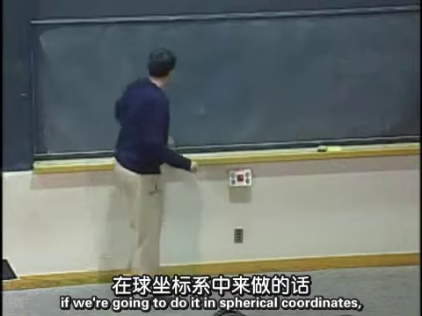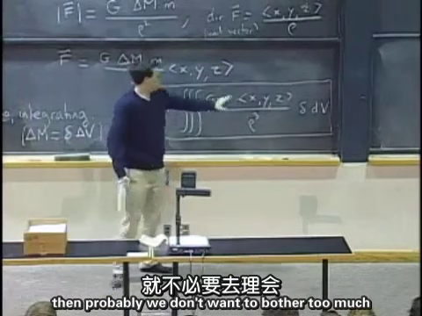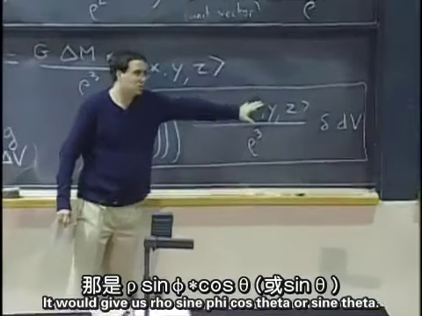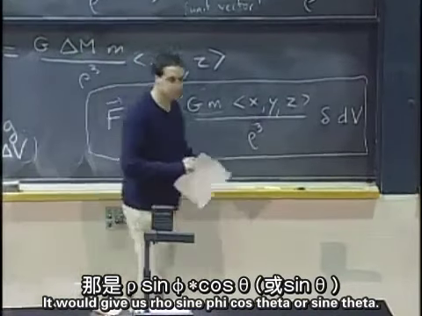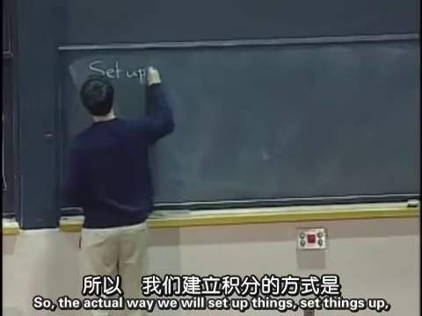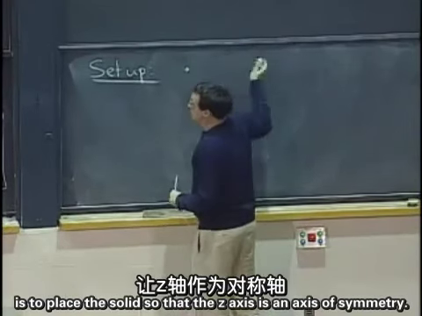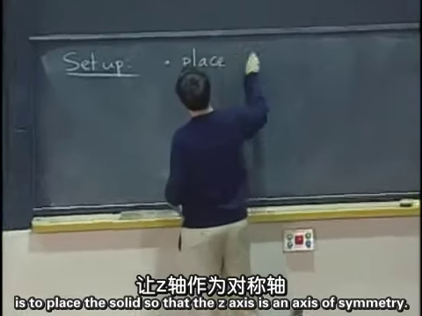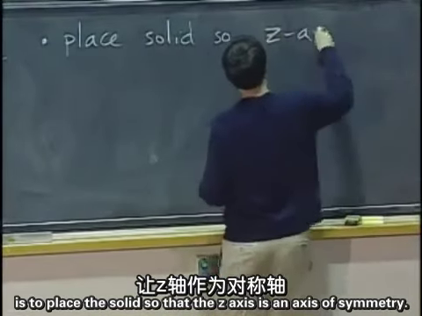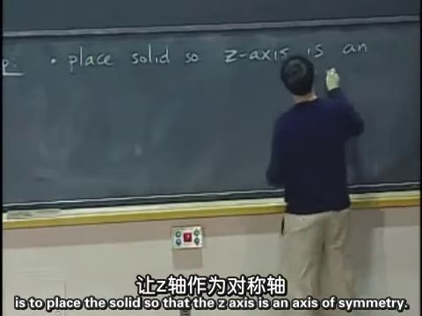And if we are going to do it in spherical coordinates, then probably we don't want to bother too much with x and y components, because those would be unpleasant. They would give us rho sine phi cos theta or sine theta. So the actual way we'll set things up is to place the solid so that the z-axis is an axis of symmetry.